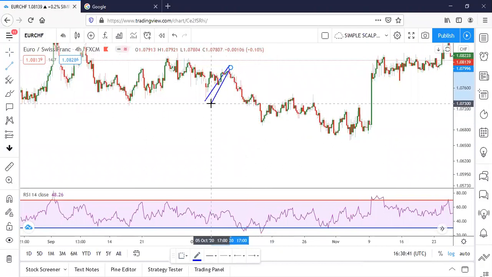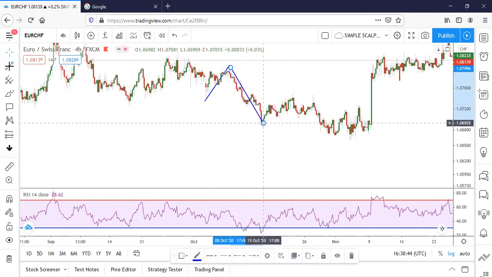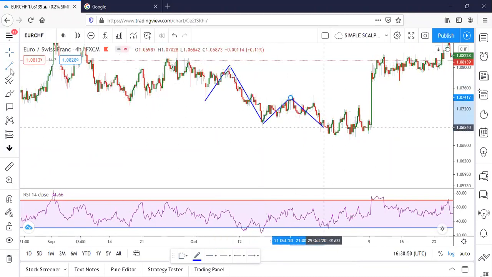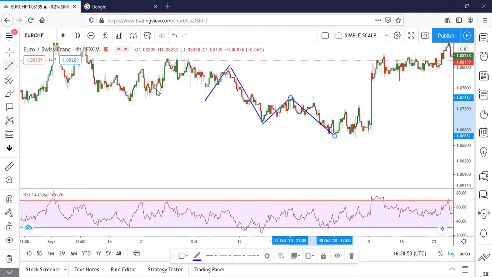Lower high. Sorry, I said lower high. Lower low. Another lower high. Another lower low. Now, can you see what price is showing us right now? Okay.